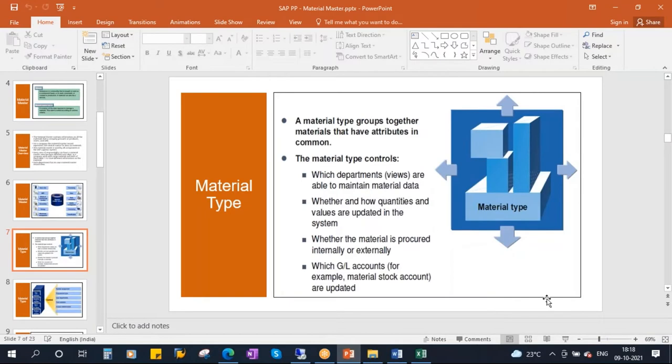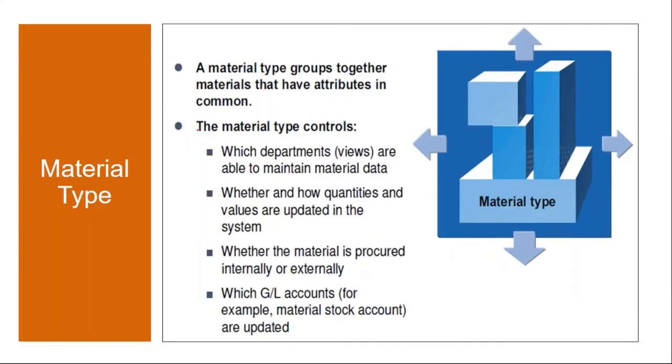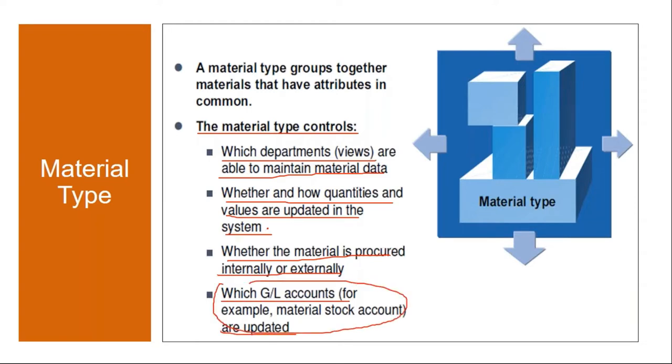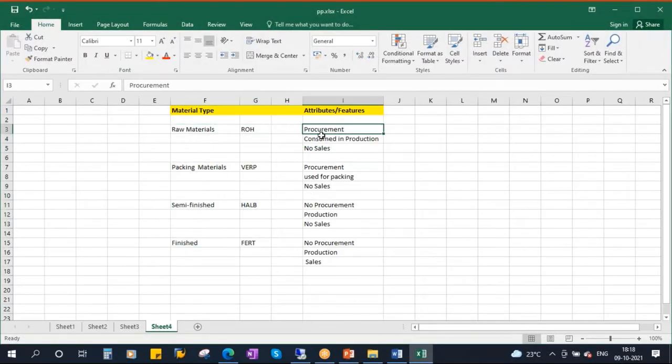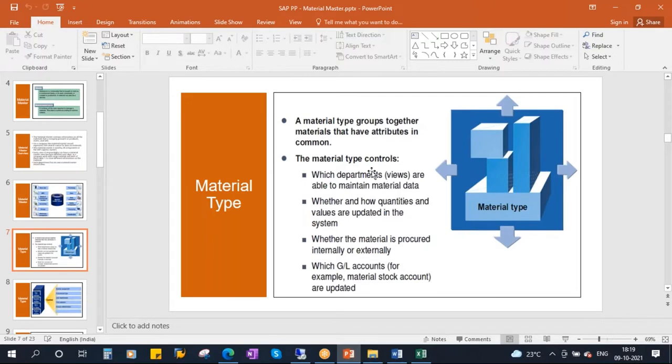Now the next point: material type controls which departments are able to maintain material data, whether and how quantities and values are updated in the system, whether the material is procured internally or externally, and which GL accounts are updated. Of course, this last one is finance. Basically, which departments are able to maintain material data? Let's say raw material is purchased, no sales. So for raw materials, the sales department does not need to maintain their data, because there is no sales activity for that material. Now if you take a finished material, there is no procurement, it is not purchased, so the purchasing department is not required to maintain data about that material. So basically, based on the material type, the departments decide whether to maintain their data or not.